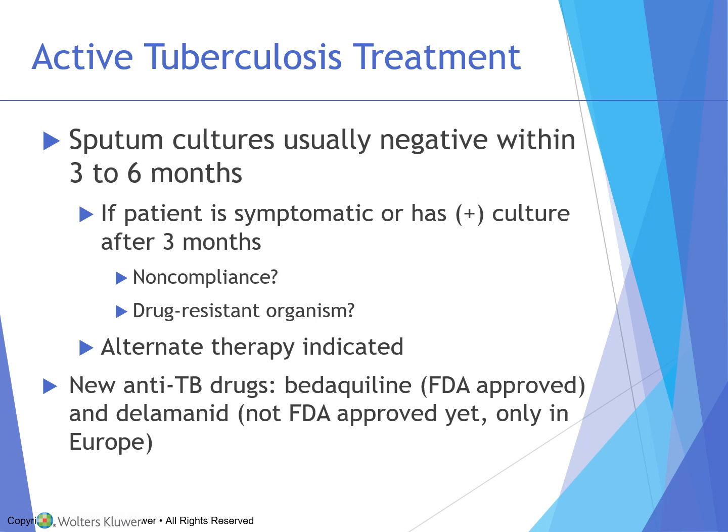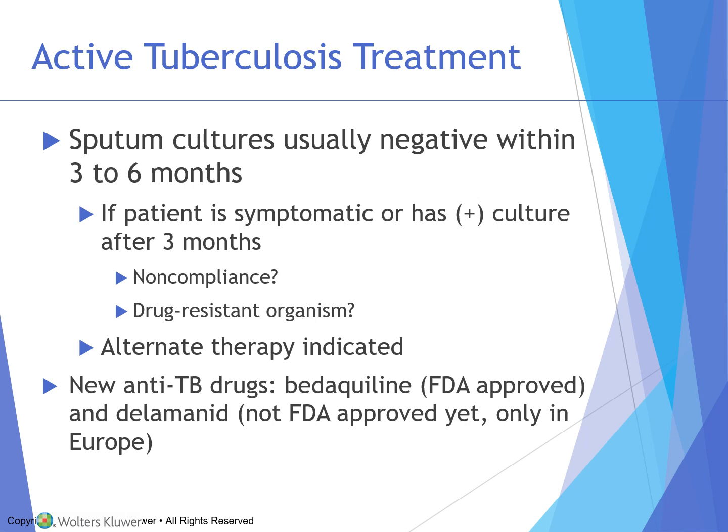So there are also some new anti-tuberculosis drugs, and that includes bedaquiline. That one has FDA approval, guys. Now we have delamanid, and that one is not approved by the FDA yet, only in Europe. So those are the most recent drugs to treat tuberculosis. There is a table, guys, with all of the medications for tuberculosis, and that's table 22.2, and how they should be used.